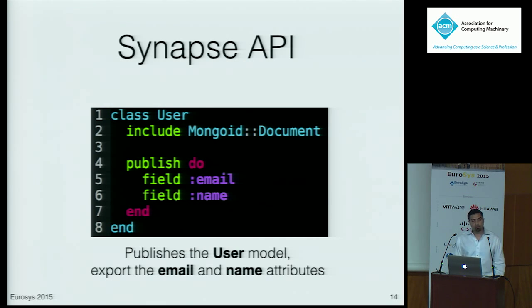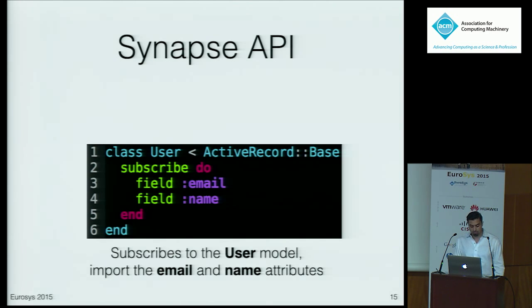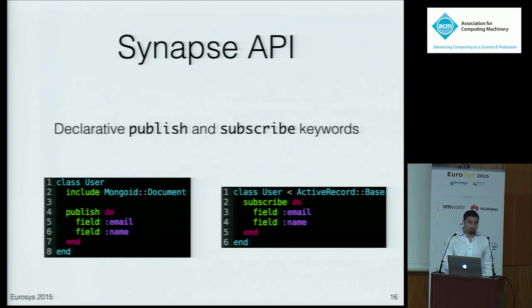So now let's say that we want to import the data in a separate service running on a SQL database. Here we are using the Active Record ORM, which is a standard SQL ORM for Ruby. Similarly to the publish API, we use the subscribe API and wrap the attribute that we want to import. And that's it. So Synapse is really super easy to use. Developers use the publish and subscribe keywords directly in their model, and Synapse handles the rest.